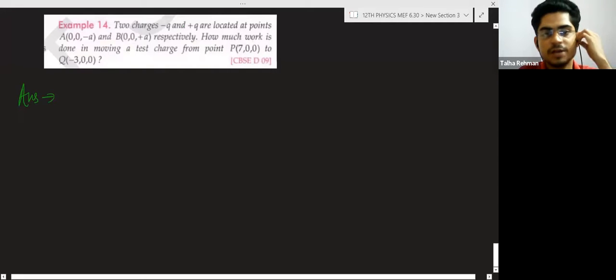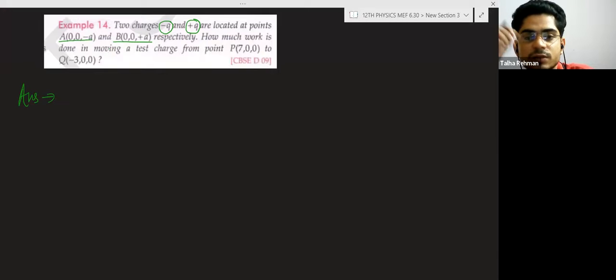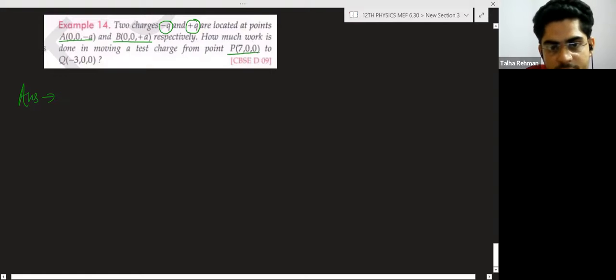Two charges, this is minus q charge and this is plus q charge, are located at this point and this point, respectively. How much work is done in moving a test charge from this point to this point?